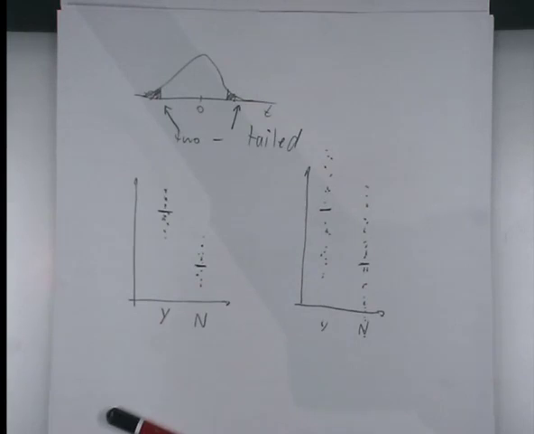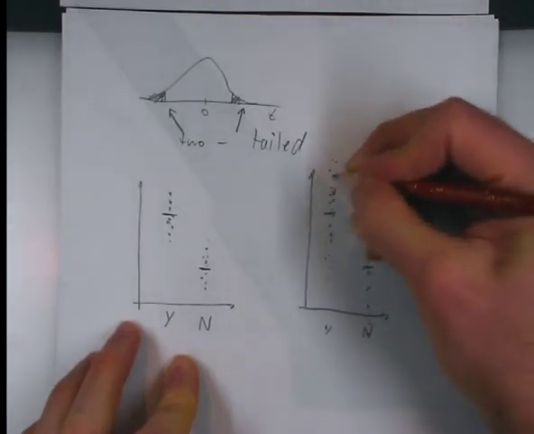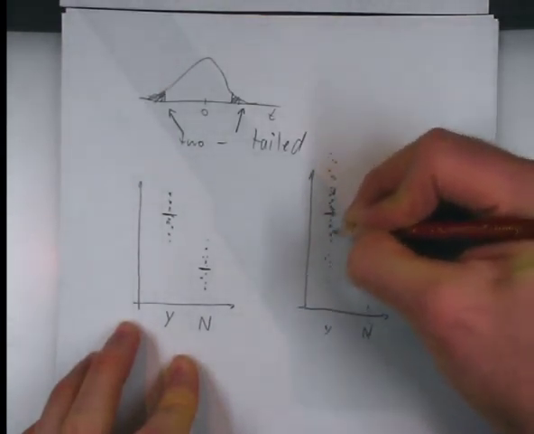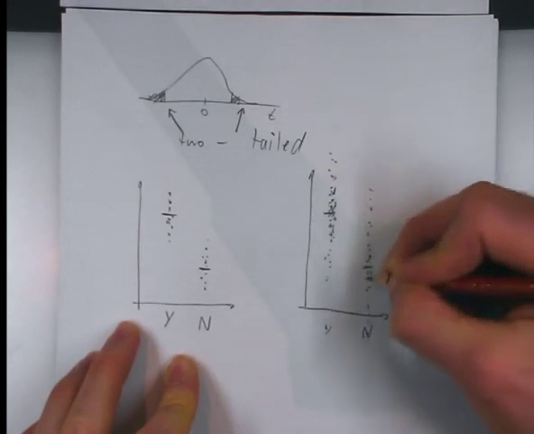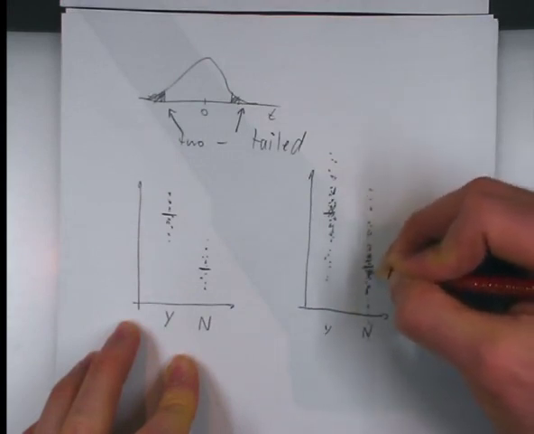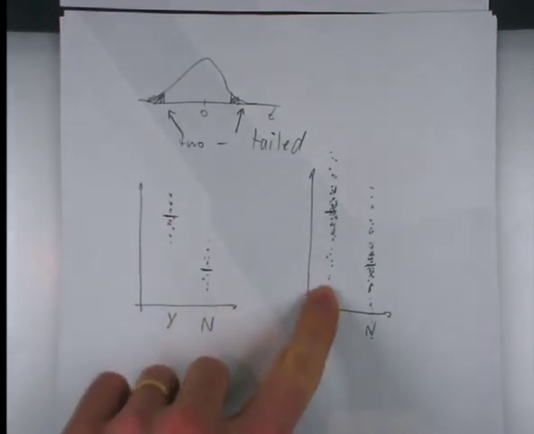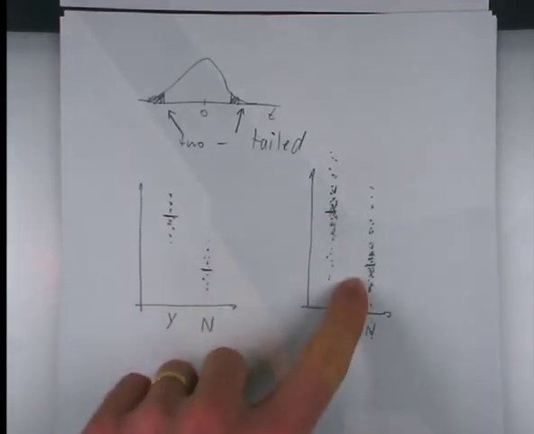But if you had more data, and it turned out that when you collected more data, it was all concentrated close together. Sure, it's really spread out, but it's all concentrated close together on these, then it's easier to tell that there's a difference. Sure, there's some yeses that are way less than most of the no's, but most of the yeses are more than most of the no's.